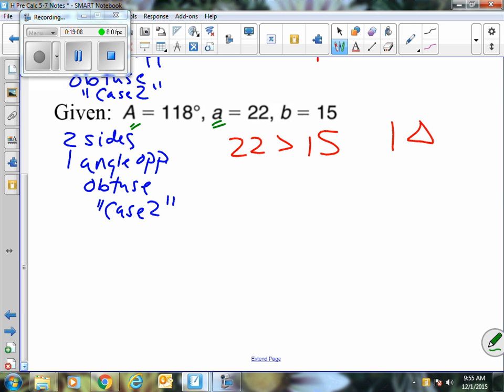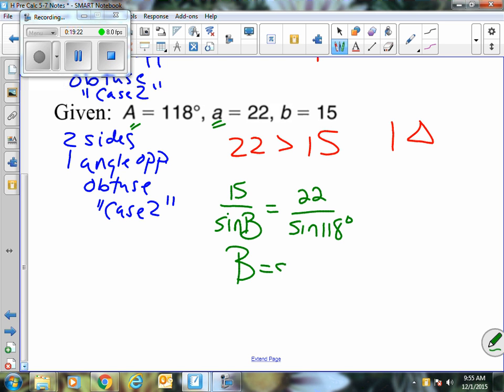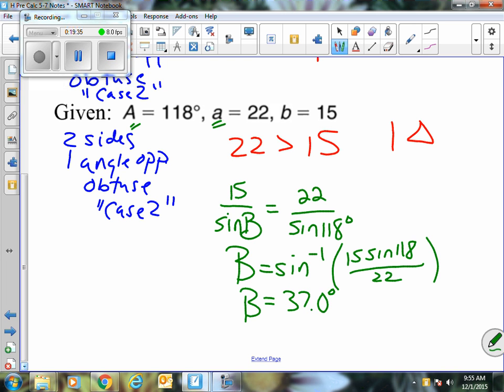We solve it the same way we do all the other ones. The only thing you can solve for first is that first angle measurement, which is big B. So we'll solve for angle B first. So cross multiply, divide, take the inverse. So inverse sine of 15 times the sine of 118 divided by 22. Go ahead, pause the video if you need to type it in. I want to make sure that you try it yourself. Make sure you know what you're typing in there. So I got 37.